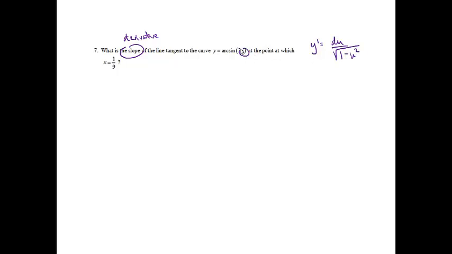Right, and this will be our u. Okay, so my derivative is going to be du. The derivative of 3x would be 3, over the square root of 1 minus u squared. 3x squared would be 9x squared because you have to square both of them. And now we just need to find it at 1/9. So y prime is equal to 3 over the square root of 1 minus 9 times (1/9) squared.